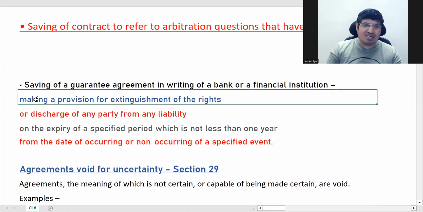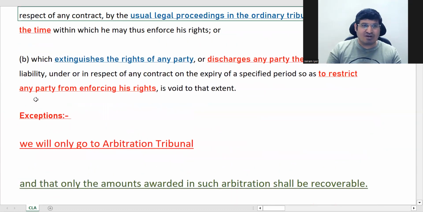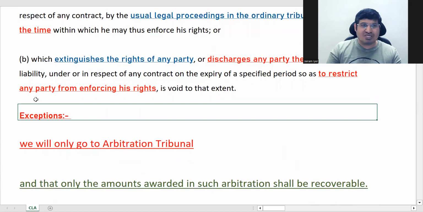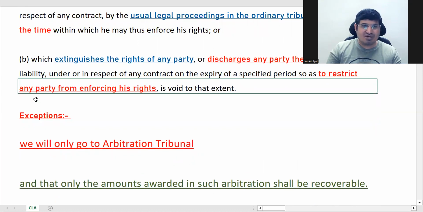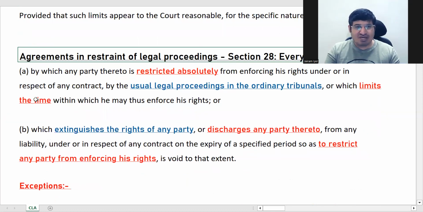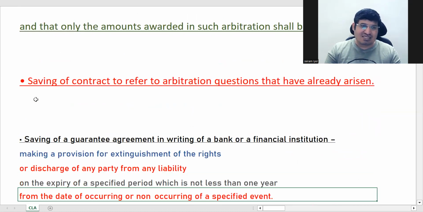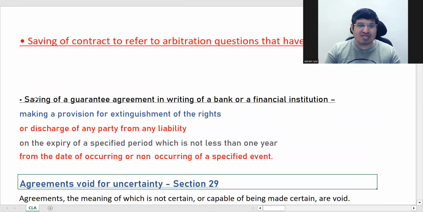So these are the three things which we have seen here as exceptions of agreements in restraint of legal proceedings. Arbitration tribunal covers the first two points. The last is the guarantee agreement of a bank or financial institution.